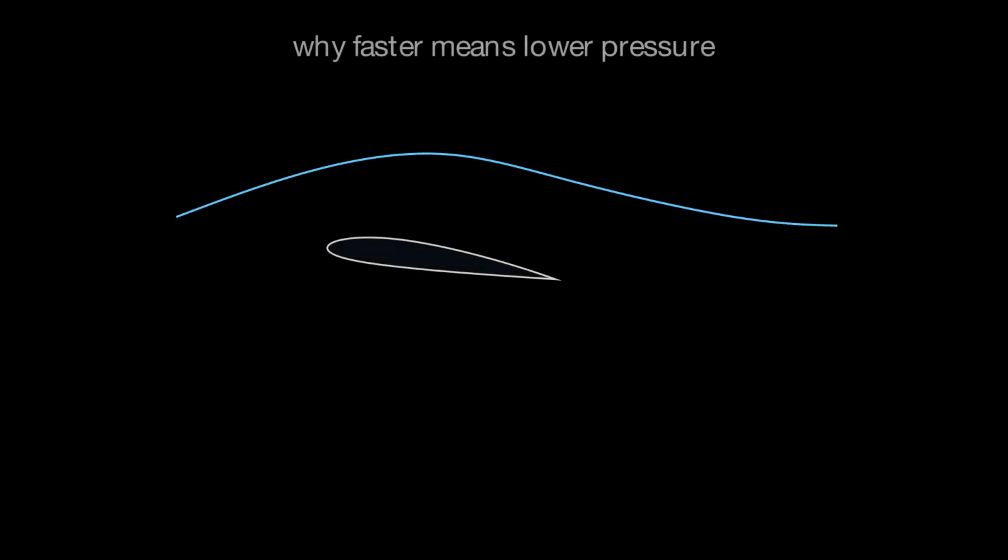So why does faster flow mean lower pressure? It comes down to energy. Follow one ribbon of air along the wing. Along that ribbon, the pressure plus the energy of its motion stays fixed. So if the air speeds up, the pressure has to drop to pay for it. That's Bernoulli's principle. Over the top, the air is faster, so right there, the pressure is low.